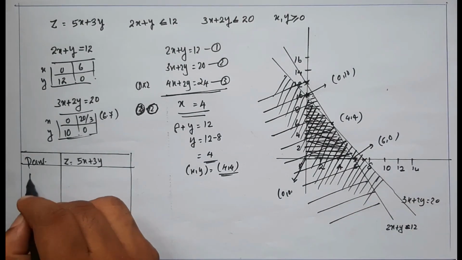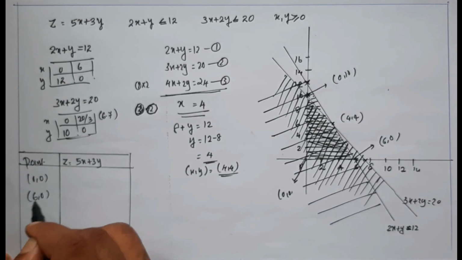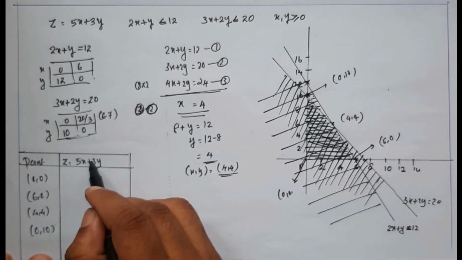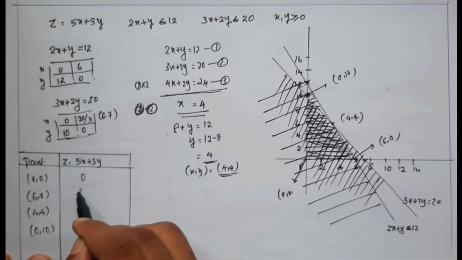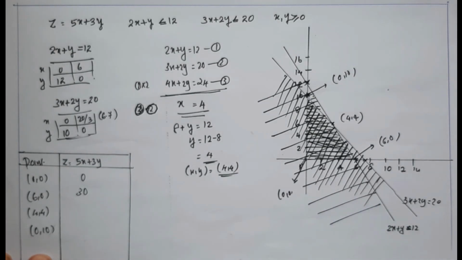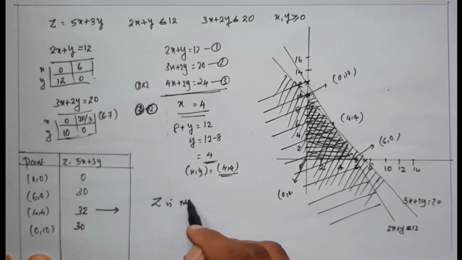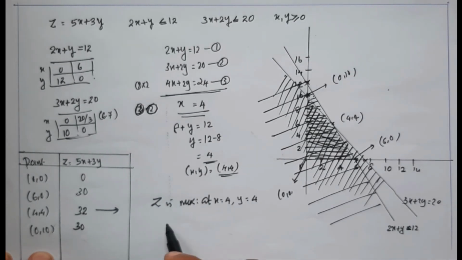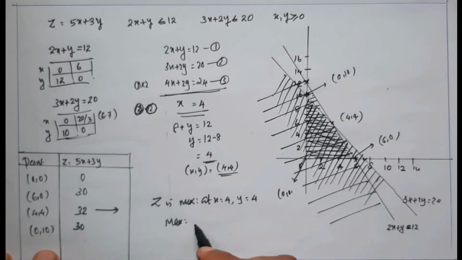Now we select the corner points. The points are 0, 0, 6, 0, 4, 4 and 0, 10. Now we substitute the values into the given function: we get 0, then 6 into 5 is 30, for 4, 4 we get 32, and last again we get 30. Our maximum value is 32, and therefore z is maximum at x equal to 4, y equal to 4, and the maximum profit is equal to 32 rupees.